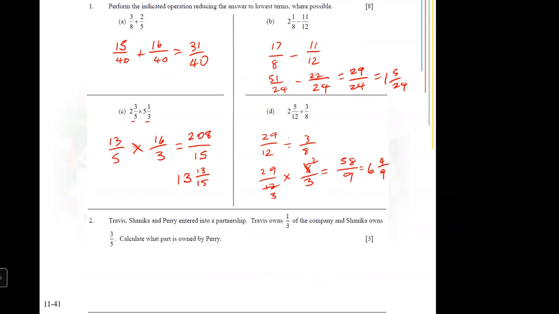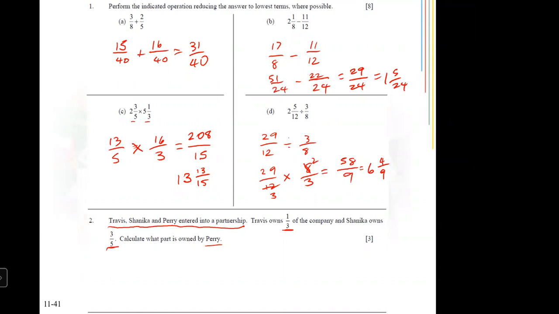I don't think anybody got number 2 correct. It says Travis, Shanika, and Perry entered into a partnership. Travis owns 1/3. Shanika owns 3/5. How much does Perry own? So altogether, how much do they own? How much do they own altogether, if you were to add up their total?